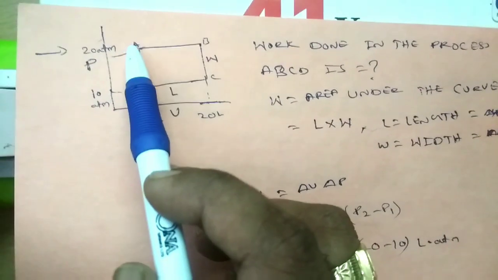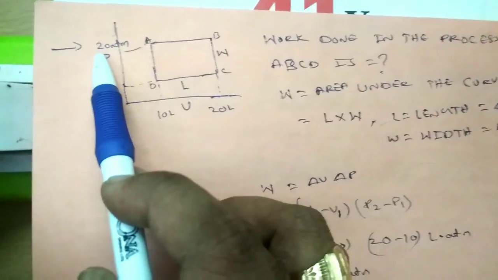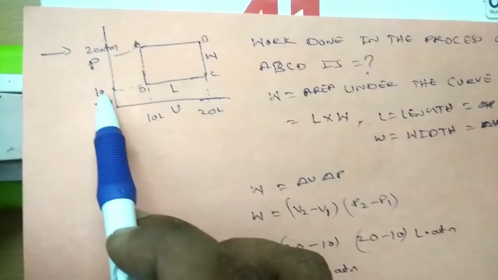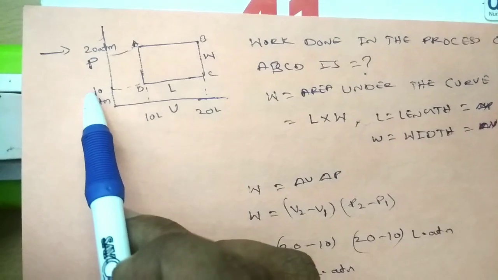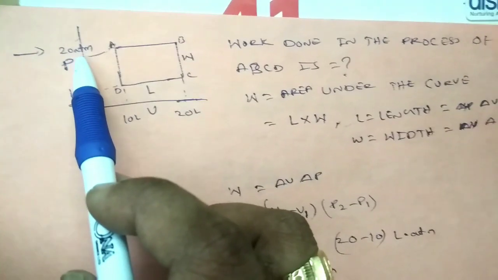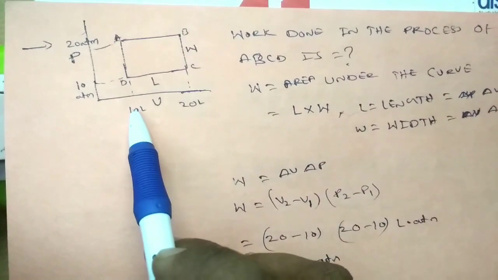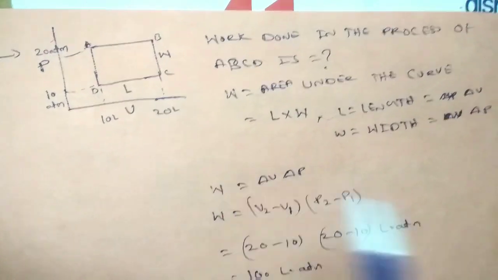See here, they have given pressure 20 as the maximum limit. Here they started at a pressure of 10 atmospheres. Initially the pressure is 10 atmospheres, finally the pressure is 20 atmospheres. Let us see the volume. Initially the volume they started with is 10 liters, and they ended with 20 liters. They have given everything.